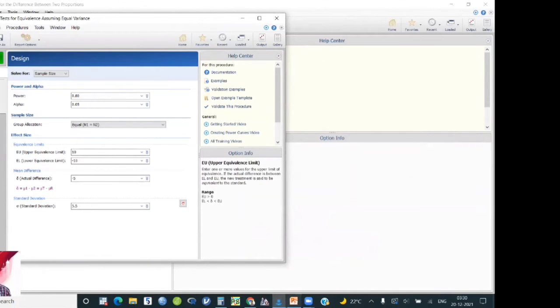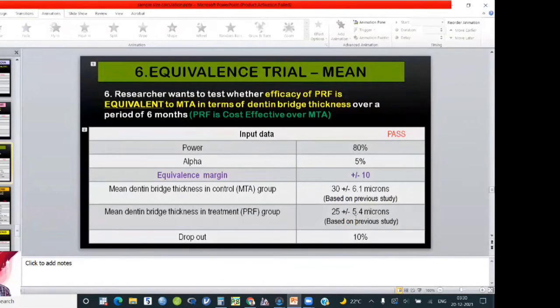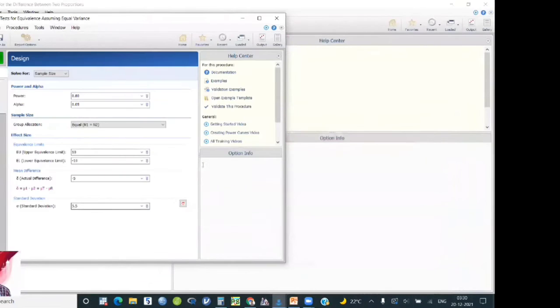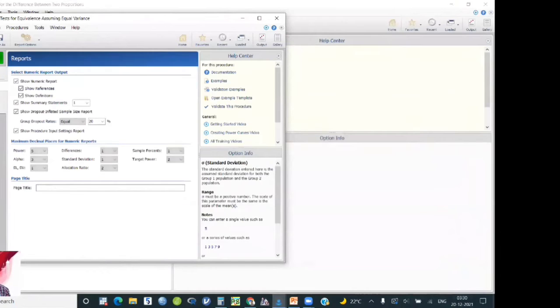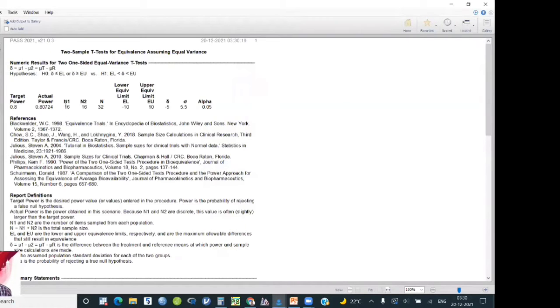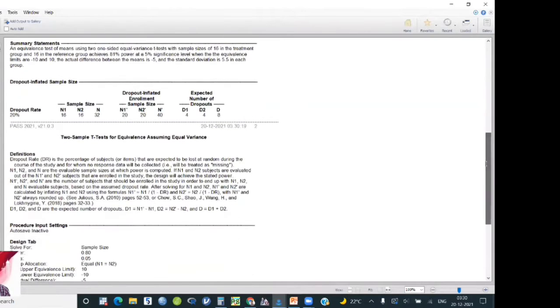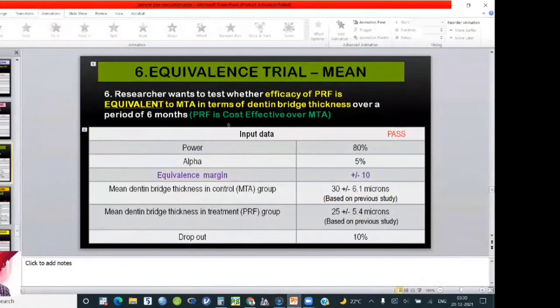The standard deviations obtained are 6.1 and 5.4, so let us assume the common standard deviation is 5.5. Okay. With 20% dropout, it shows that we need at least 16 in each group, total 32 to prove the statistical significance, and accounting for the dropouts, 20 in each group. Totally 40 samples are required to prove that PRF is equivalent to MTA.